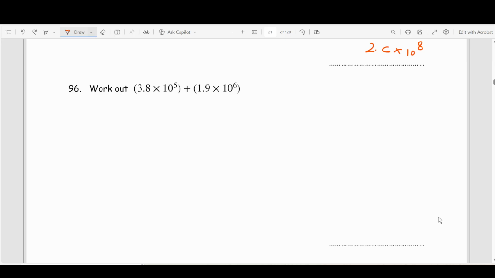First, as you can see, this is 1.9. If instead of 1.9 I write 19, I'm making it bigger. So I can subtract 1 here. So this will become 6 minus 1, 5. And this is 3.8 times 10 to the power 5. So they both have the same power of 10 now.